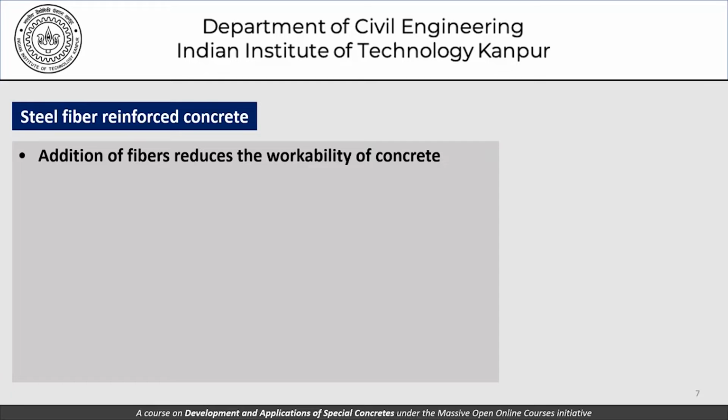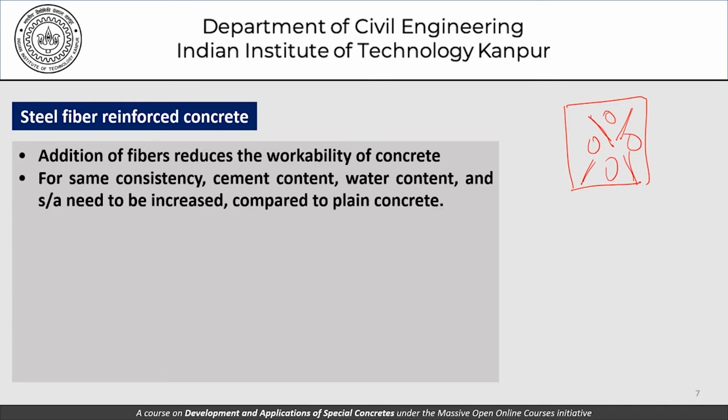Now, as far as steel fiber reinforced concrete is concerned, and this discussion is true with other fibers as well, the addition of fibers reduces the workability of concrete. So you can very well imagine that if we have a matrix like we had with coarse aggregate here, the rest of it being mortar, if I put fibers here, it will reduce the workability of the mortar phase and consequently of the concrete phase. For the same consistency, the cement content, water content, and the S/A need to be increased compared to plain concrete.